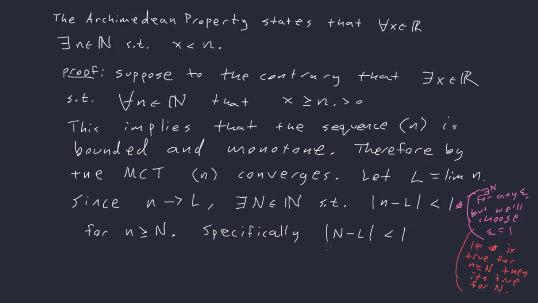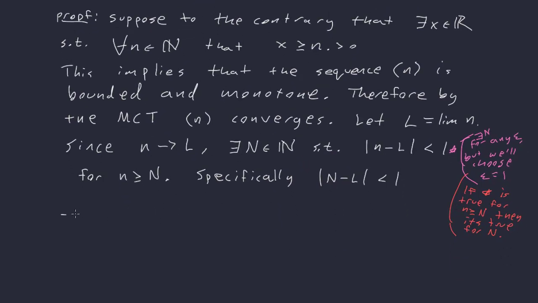All right. Now this I'm going to mess with a little bit. So this implies that, well, if the absolute value of N minus L is less than 1, that means N minus L is trapped between -1 and 1. Now I'm going to add L to all three pieces. So I have that L minus 1 is less than N, which is less than L plus 1.